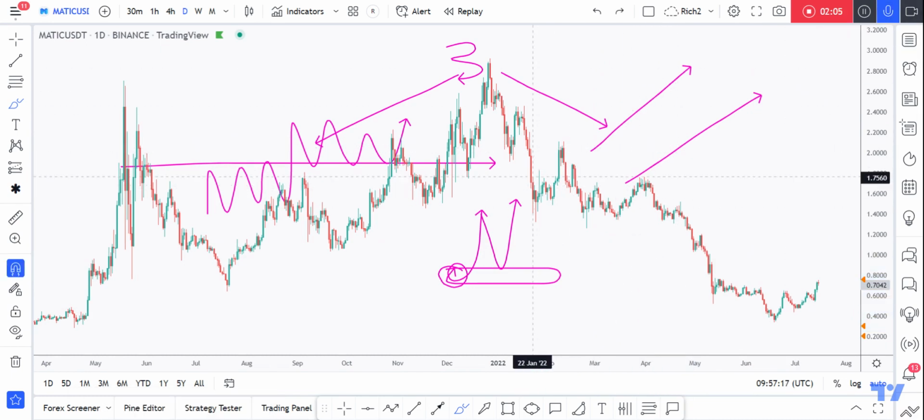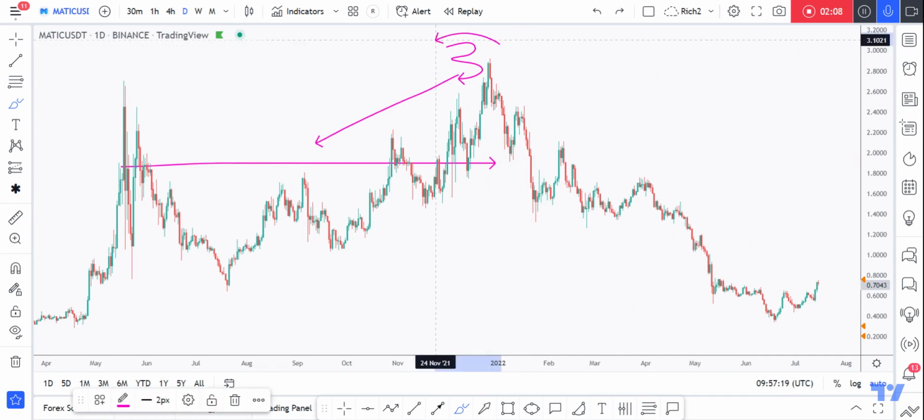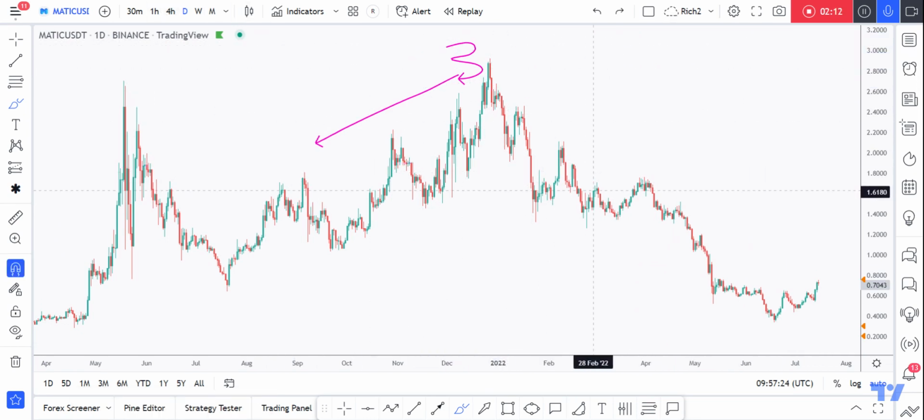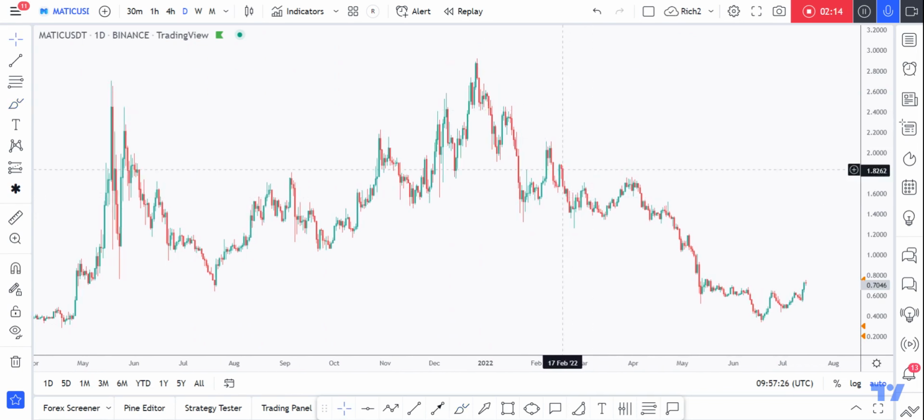So let's do just that on MATIC and start by identifying our three types of rejections. Then we'll be zooming into lower time frames to look for setups. Let's start with our support and resistance.